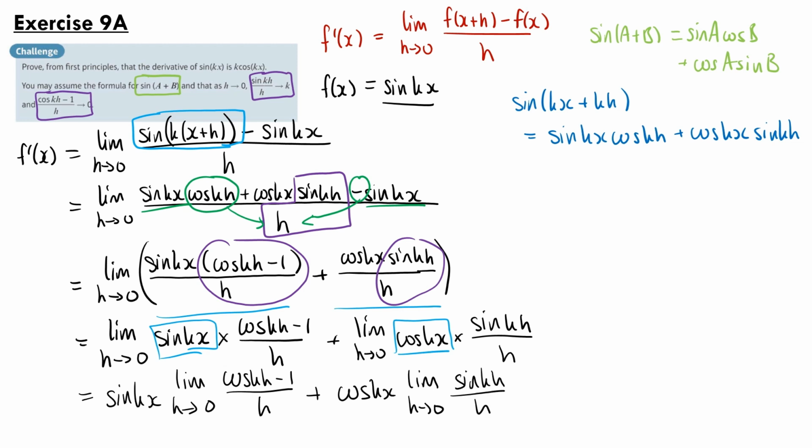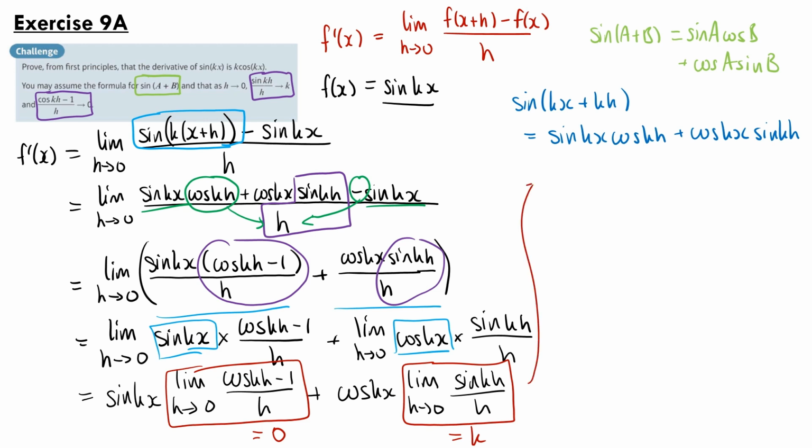And now we know what these two limits are, because we're told we can assume them in the question. This one on the left goes to 0 as h approaches 0, and this one goes to k. So plug in those values for the limits. We've got that the derivative of f of x is equal to sine of kx times 0 plus cos of kx times k. This term cancels, and so we're left with k cos of kx as required.